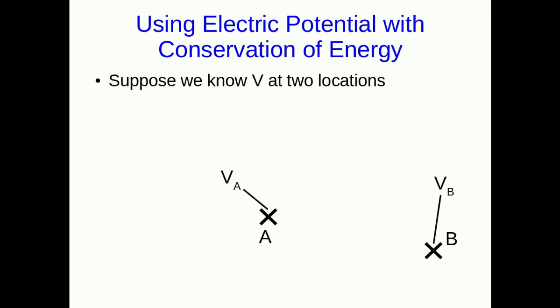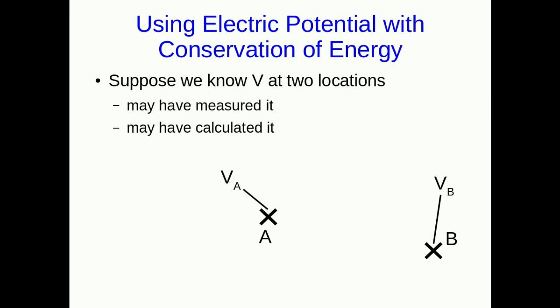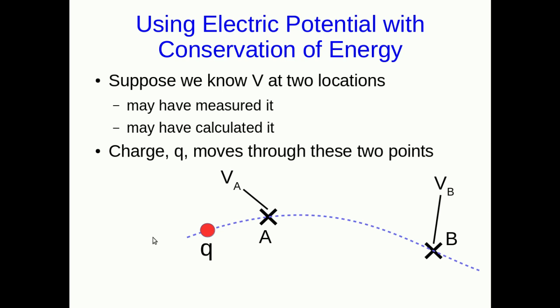So suppose we know the potential at two locations, and I don't know how we know it. Maybe we measured it, maybe we've calculated it, whatever. I'm not concerned with that at the moment. And this could be anything. Maybe this is a circuit, and maybe there's a wire running through here, and we've measured the potential at these 2 points. And now we have charges moving through this region.